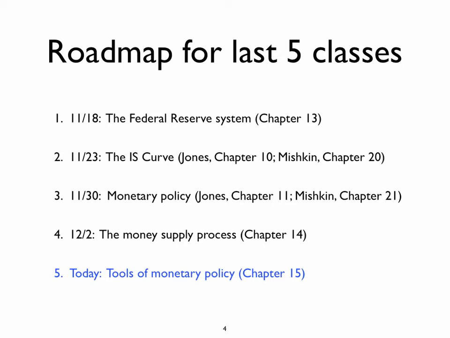This is where we are and where we have been. We've been talking about the Federal Reserve, monetary policy, and why it is set up. It basically exists because the Fed is aware that there is an IS curve that relates short-run output to real interest rates, and so it wants to manipulate the real interest rate in order to have some effect on short-run output. And today we are solidifying our discussion of the tools of monetary policy.